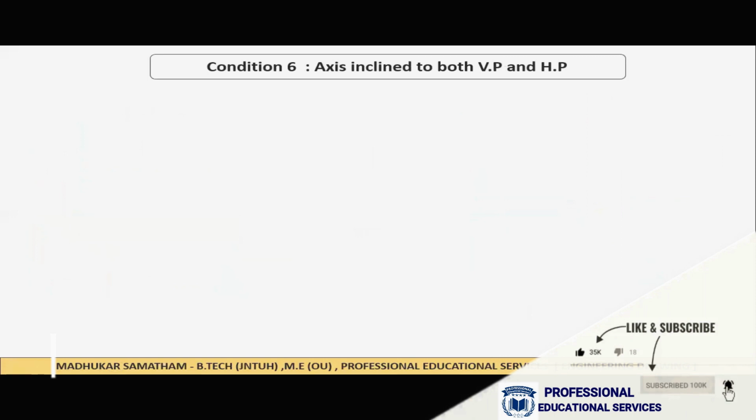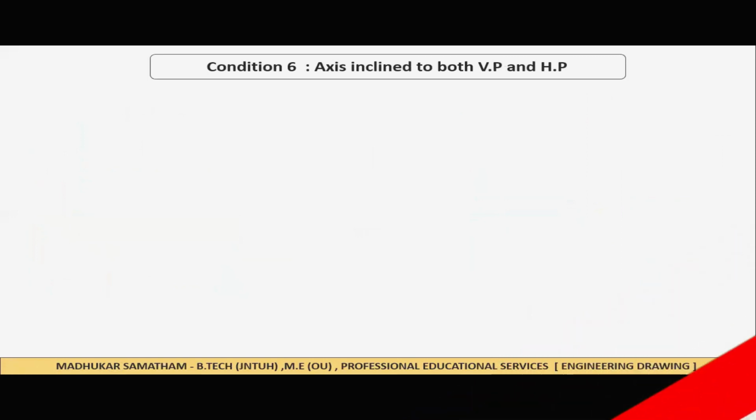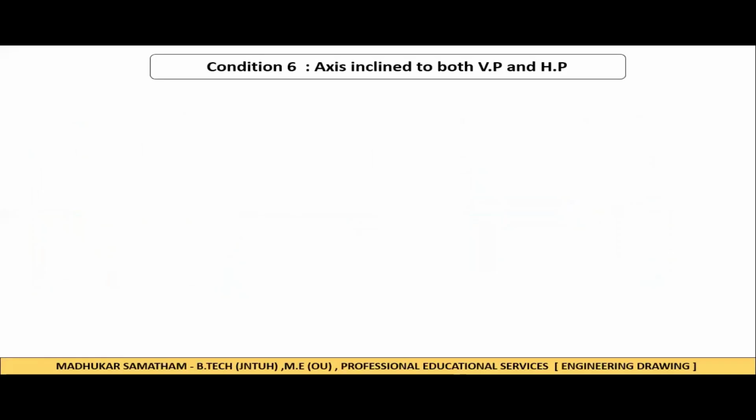Now the other condition: in this condition the axis is inclined to both VP and HP. In this type of condition the solid is inclined to both VP and HP. Now in this condition we are not going to see the solid in a 3D diagram because it's a lengthy diagram. We will be solving it in 3 steps. So we will see the step by step process in this.